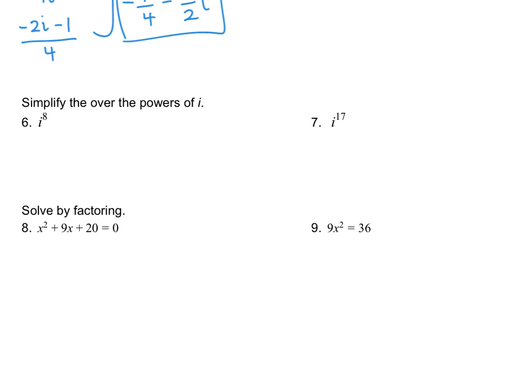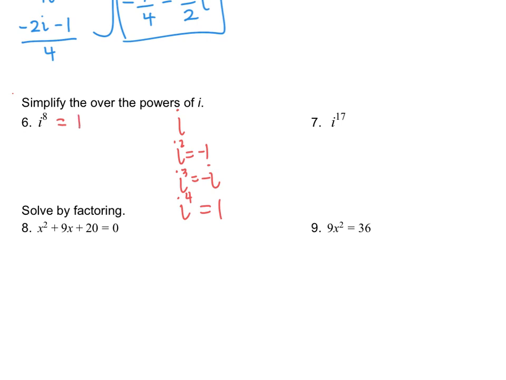Next, we're going to simplify over the powers of i. So when we simplify powers of i, we have i squared, which is negative 1, i cubed, which is negative i, and i to the 4th, which is 1. Every power of i that is a multiple of 4 will simplify the same as i to the 4th. So number 6, we have i to the 8th. 8 is a multiple of 4, which means i to the 8th equals 1.